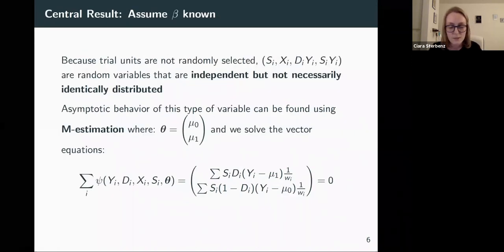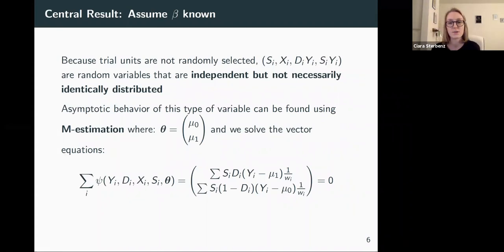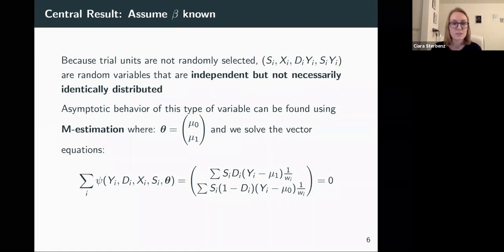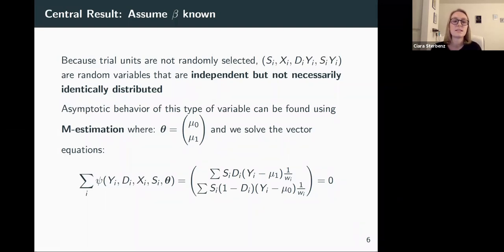So the central result of this paper and the main contribution is showing that the IPW estimator is consistent for the PATE and asymptotically normal. So how did they actually do this? The situation that you find yourself in is basically that the random variables that you have are independent, but not necessarily identically distributed.